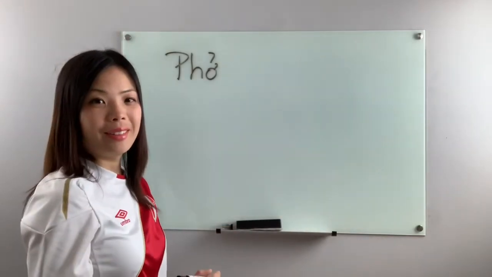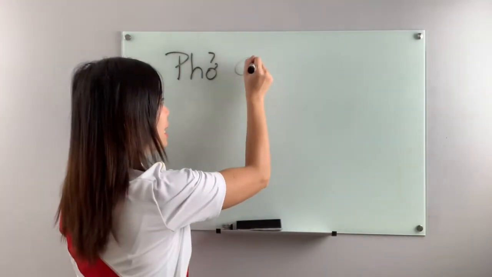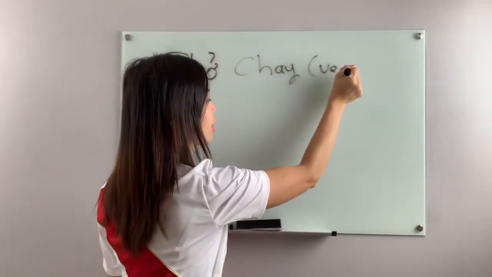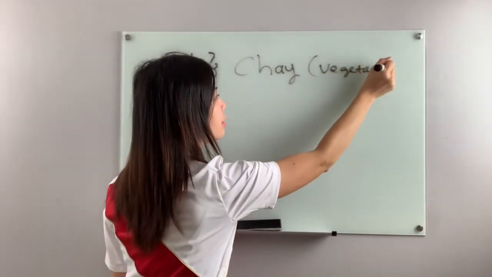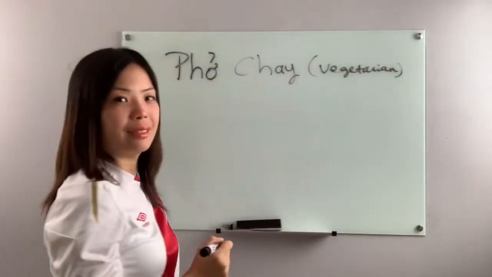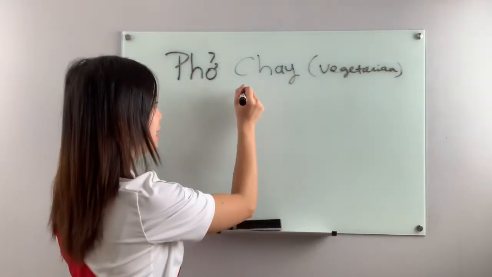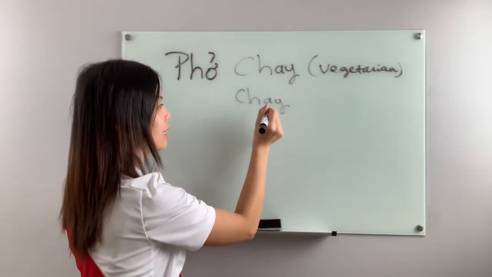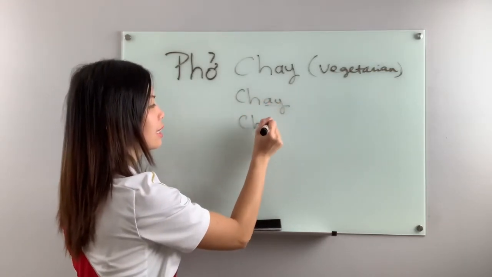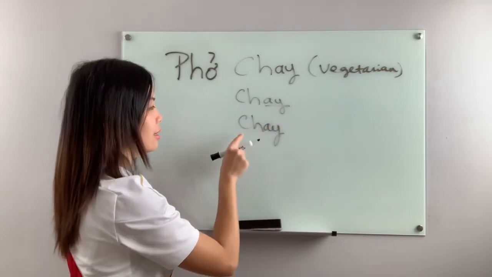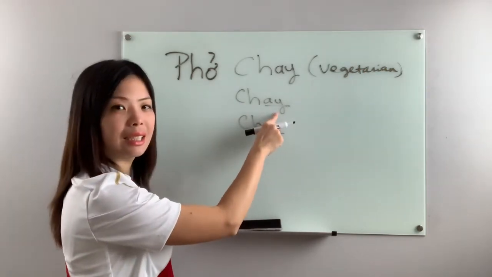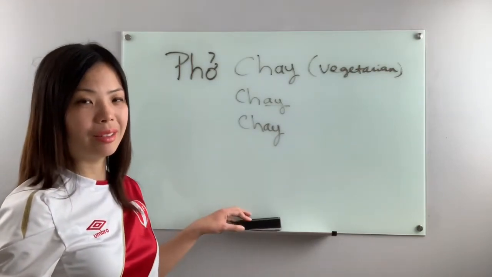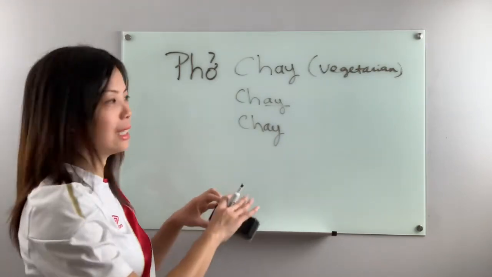The next one is phở chay. Phở chay is the vegetarian phở. Chay is chờ and this is ai. Chay. Phở chay. Vegetarian phở.